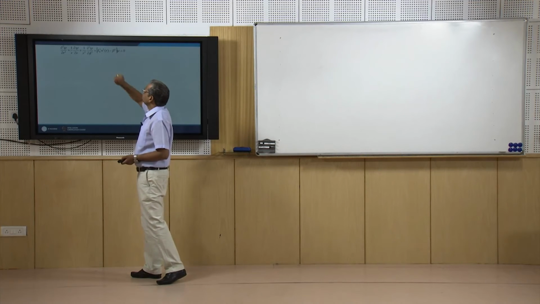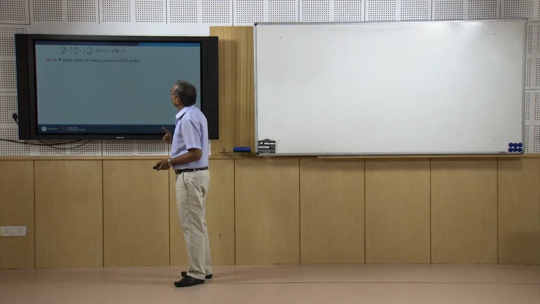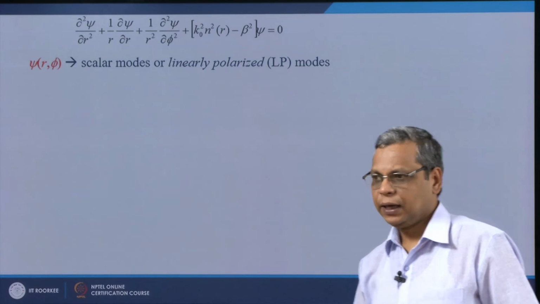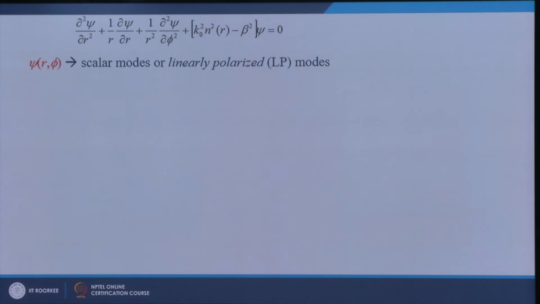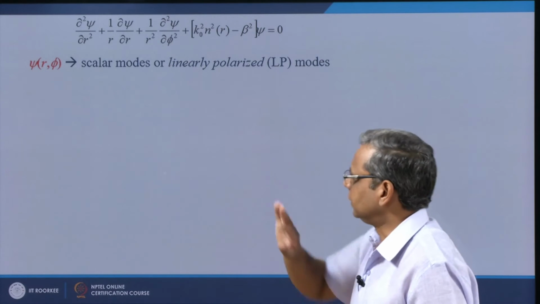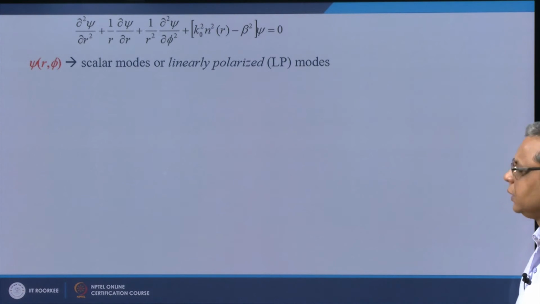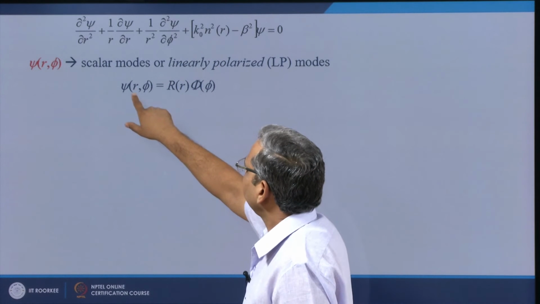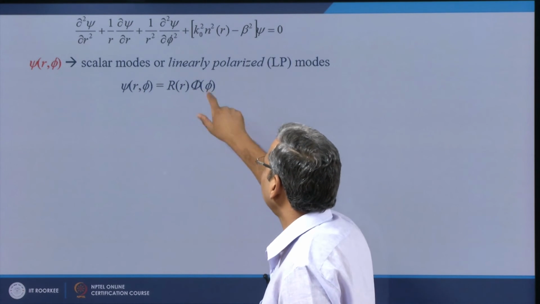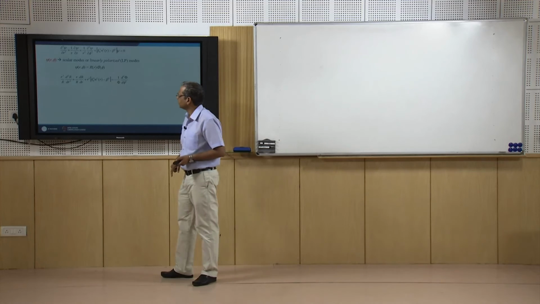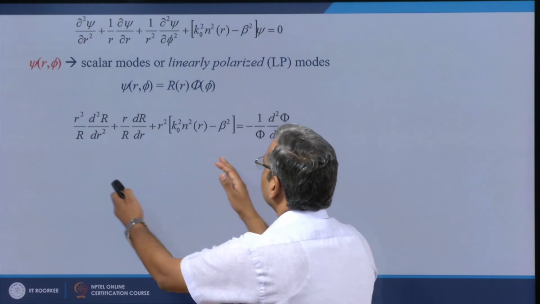So, now this is the equation, and if n square is a function of r only, then this solution psi r phi can be separated out in r and phi. I can separate out the r part and the phi part, and as I have said earlier, these are now the scalar modes or linearly polarized modes. So, since n square is a function of r only, not of phi, psi r phi can be written as capital R of r and capital phi of phi. And if I now put this back into this equation, then I can separate out the r part from the phi part.